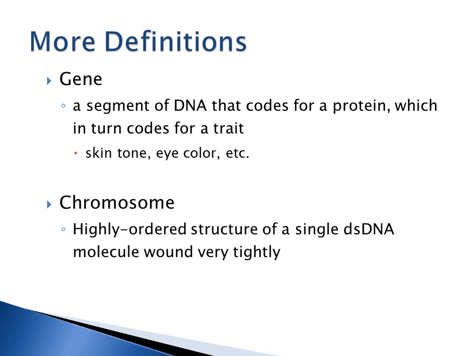Your chromosomes are ordered structures of a single double-stranded DNA molecule that's wound up very, very, very tightly. So your chromosome allows all that DNA, millions and millions and millions of bases, to all be compacted very, very tightly and held inside the nucleus.